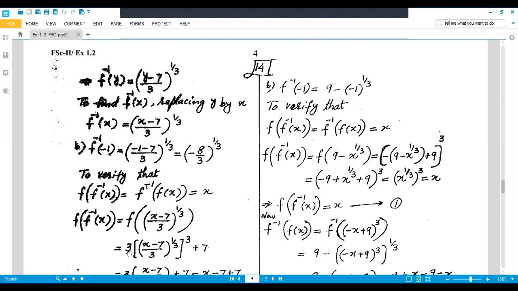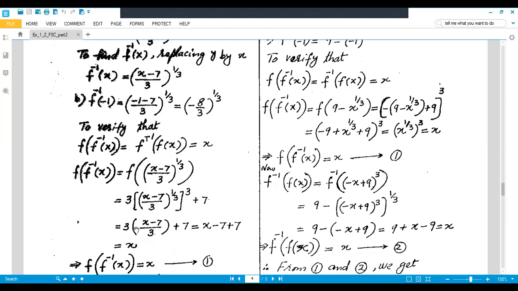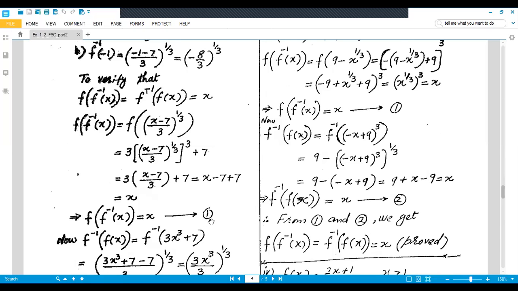So the original function is 3x cubed plus 7. In place of x, you put this value, x minus 7 over 3 to the power 1 over 3, whole cube. So the cube root and cube cancel with each other, and the 3 cancels with 3. So you get x minus 7 plus 7; minus 7 plus 7 cancel, so x. So the left hand side answer is x.